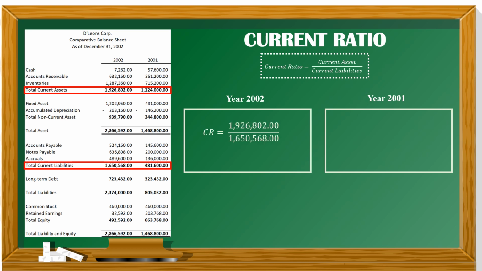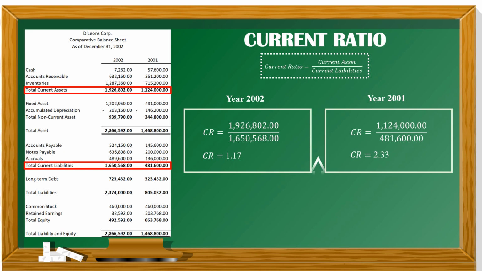Using the formula, the current assets for year 2002 is 1,926,802 divided by its current liabilities of 1,650,568. Now, in year 2001, its current assets is 1,124,000 divided by its current liabilities of 481,600. So De Leon Corp has a current ratio of 1.17 in year 2002 and 2.33 in year 2001.